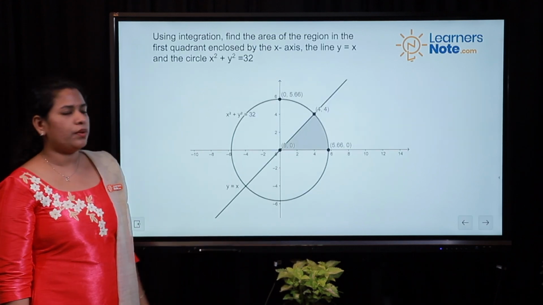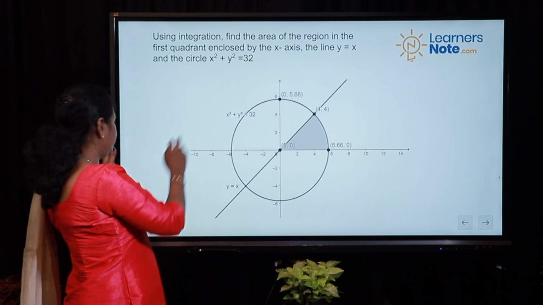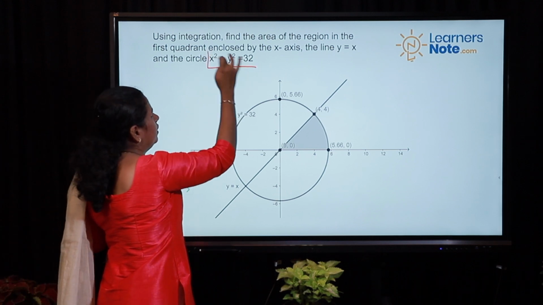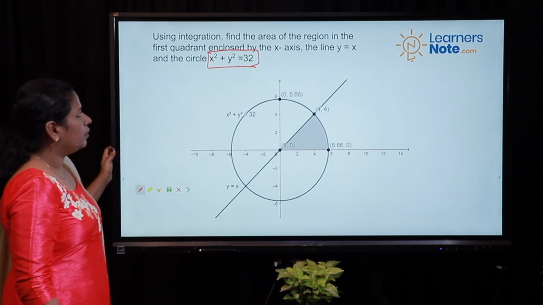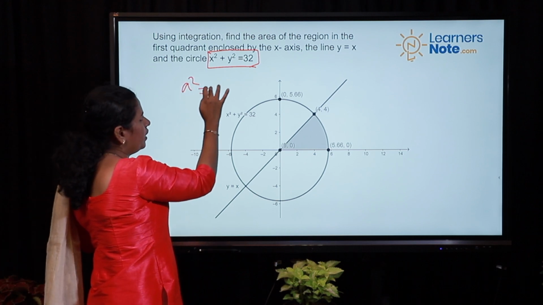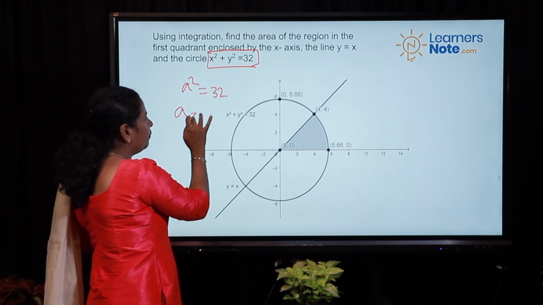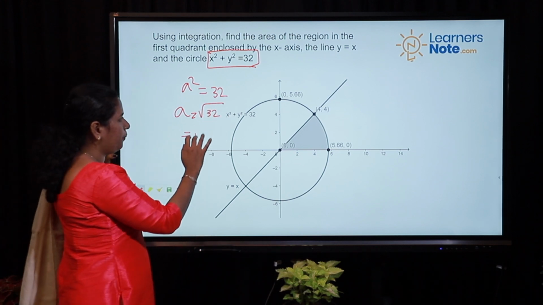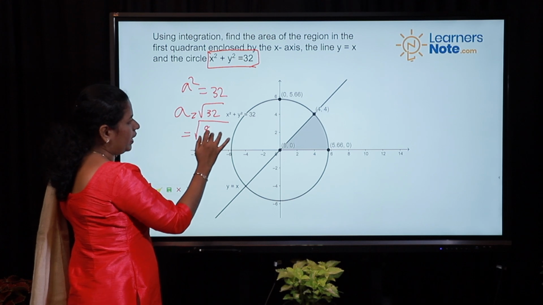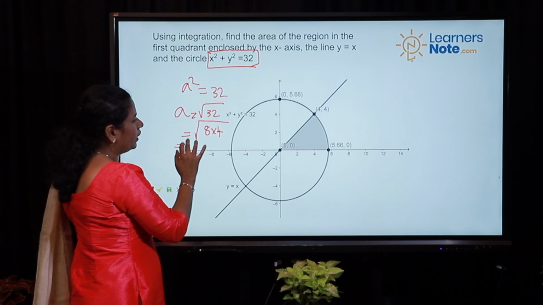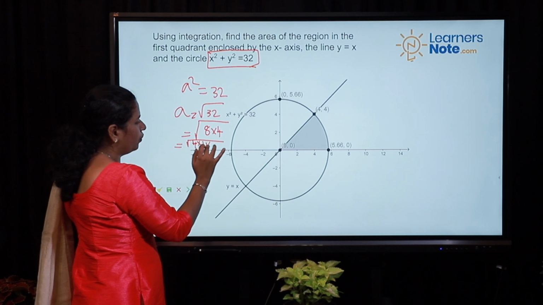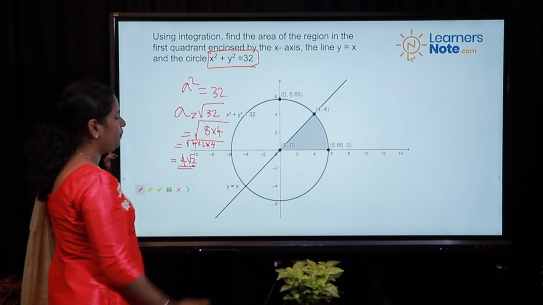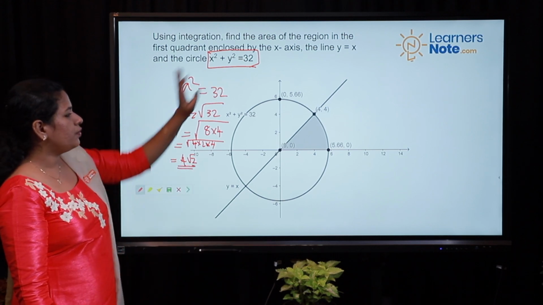And this is the second question. Here also, when you see this equation, you can understand that this is the equation of a circle. So, a square is 32. For that, you can find a by taking the square root of 32. So, square root of 32 can be written like 8 into 4. Then 8 into 4 can be again written as 4 into 2 into 4. So, 4 root 2 as the a. You will get a as 4 root 2.